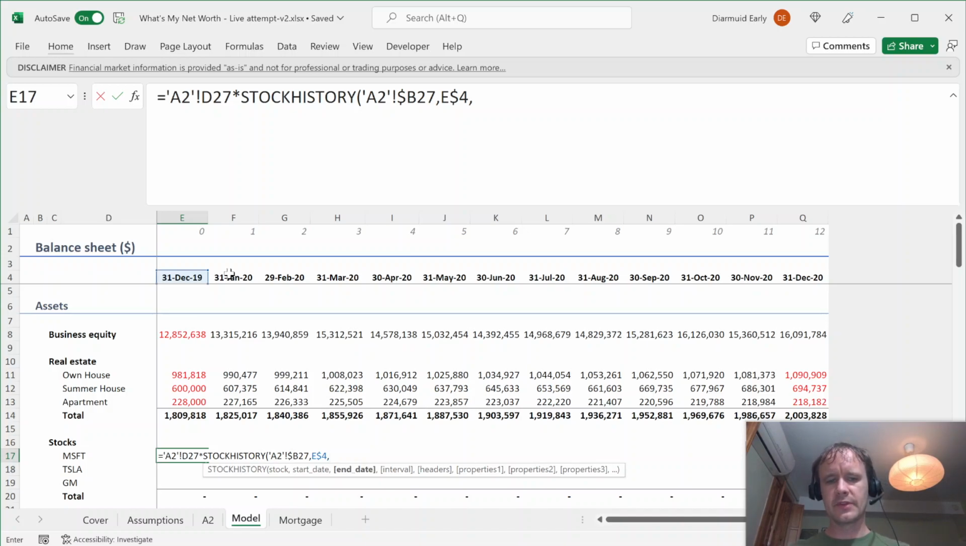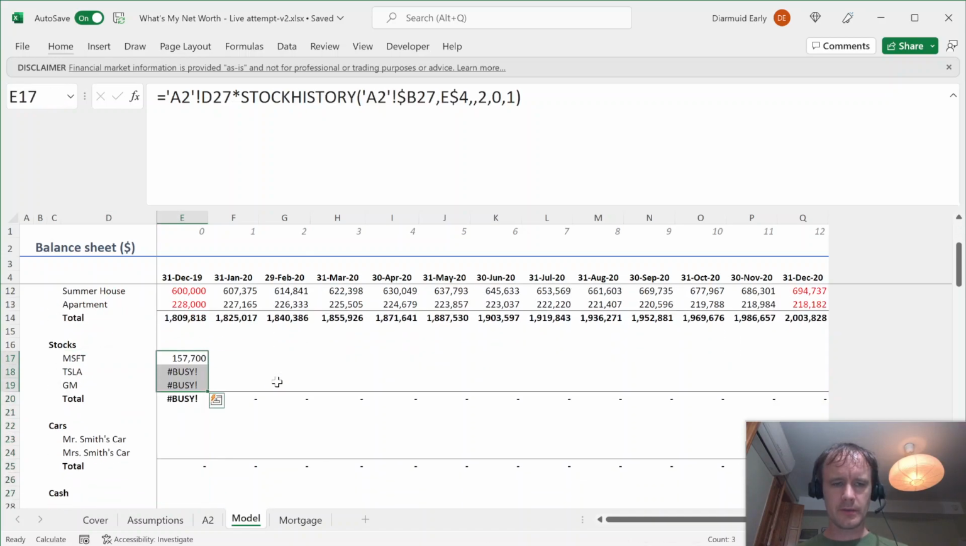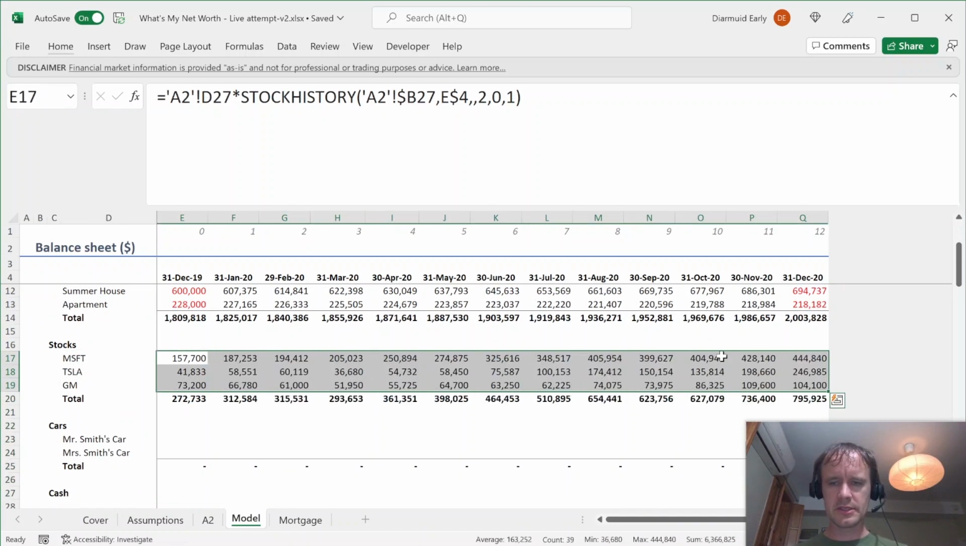And now there's a lot of different settings you can make in here. Because I'm interested in monthly close, I'm going to set my interval to monthly, no header, so I just want the data, and the only data point I want is the closing value. And I've already got the number of stocks held to multiply by that. So I just hit close, it's busy for a second, and then it's done. So then again, I copy that down, copy it across, busy, busy, busy, done, done, done.